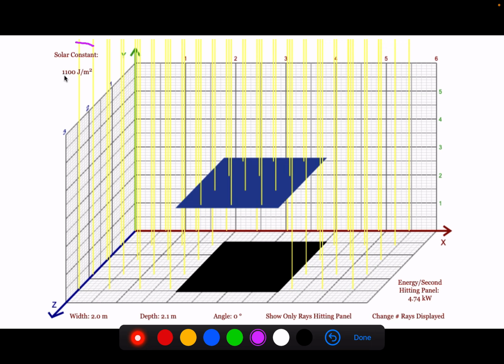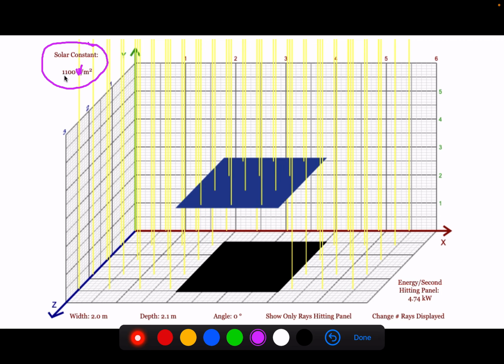Okay, factor number two is our solar constant. The unit, I kind of messed that up. The solar constant should be watts per meter squared. That is how many joules per second are hitting the solar panel per meter squared. Okay, it is a measure of the strength of the sunlight.